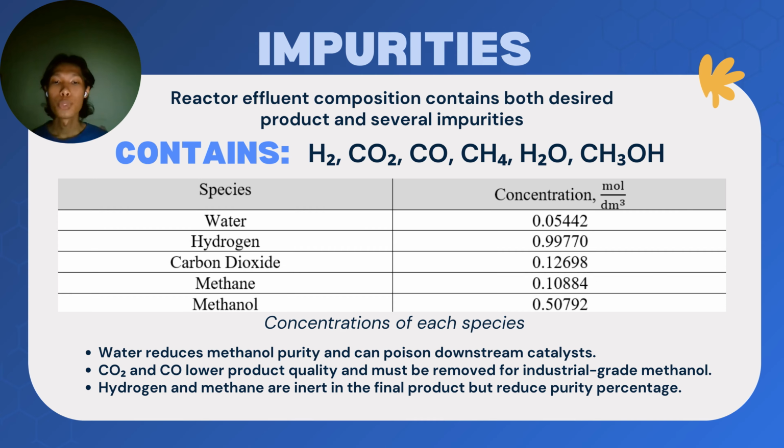And the last, purity dilution. While hydrogen and methane are chemically inert in the final product, they still reduce our overall purity percentage and must be separated for recycling or disposal. Understanding this specific concentration profile is the first step in designing an effective separation and purification sequence.